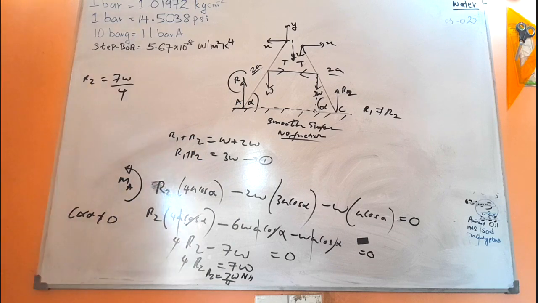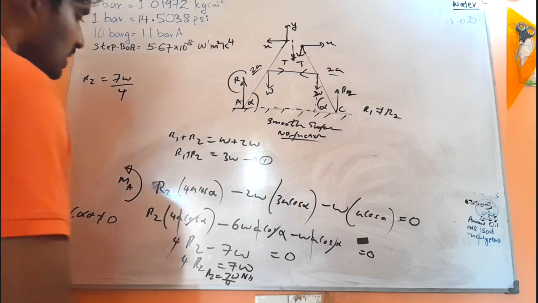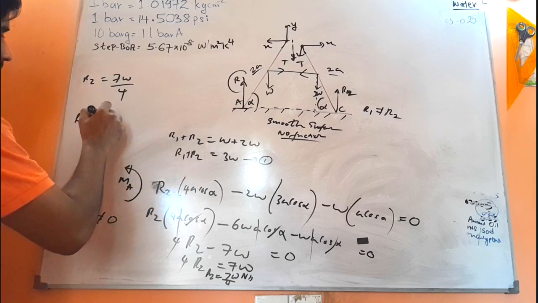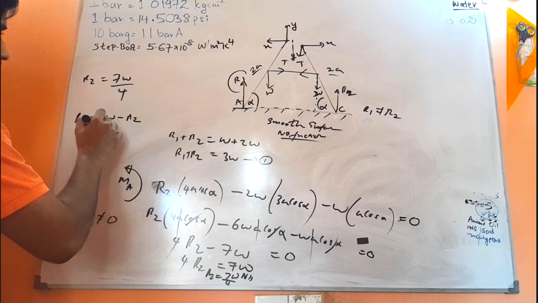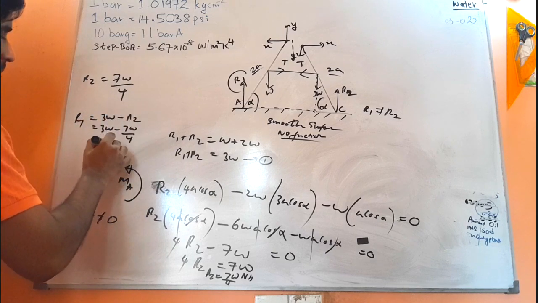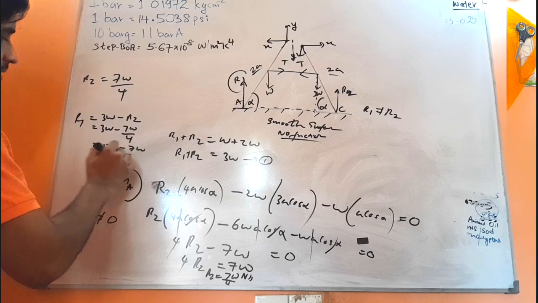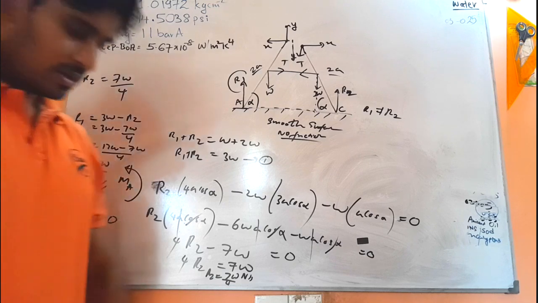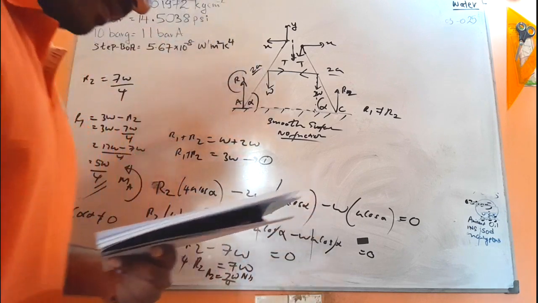So now we can find what is R1, right? Then R1 will be what? R1 will be, from this equation, 3W minus R2, 3W minus 7W by 4, 12W minus 7W by 4. That means R1 will be 5W by 4. Yeah, 5W by 4, right?